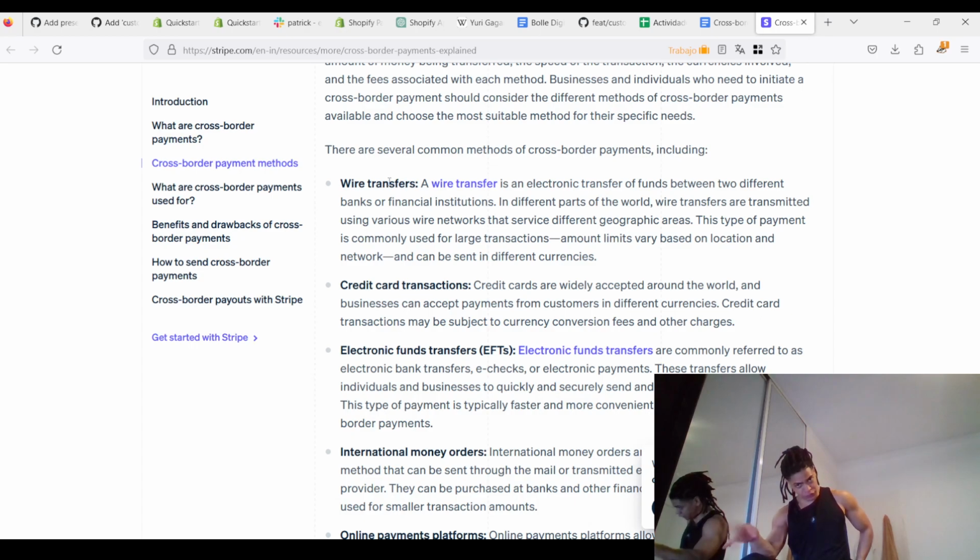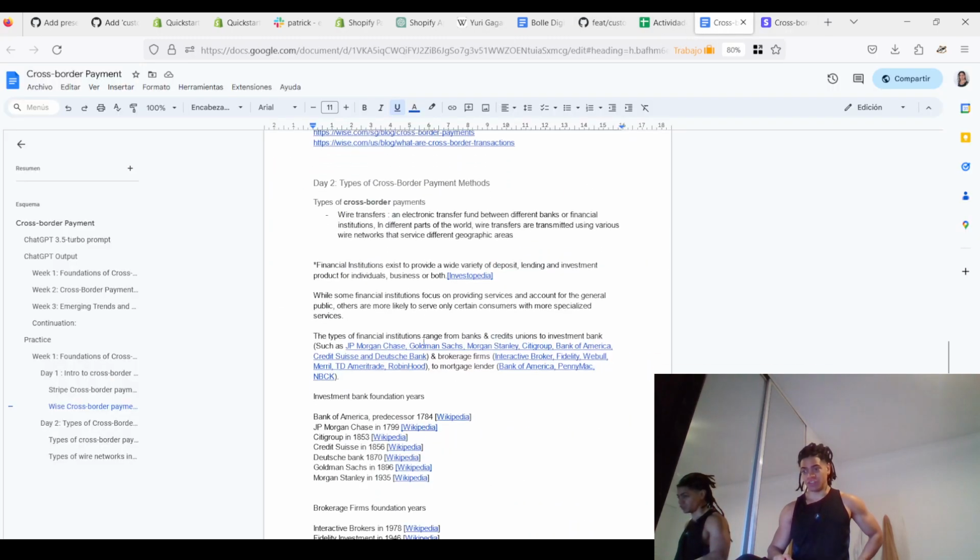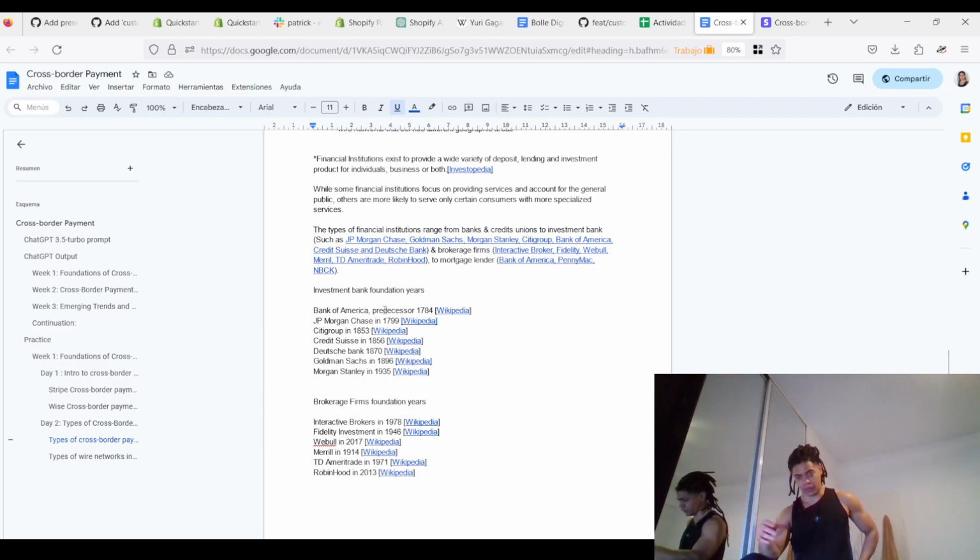To understand more about these financial institutions, according to Investopedia, they exist to provide a wide set of deposit, lending, and investing products to businesses, consumers, or both. While some financial institutions focus on providing accounts and services to the public, others specialize in particular clients, from banks and credit unions to investment banks such as JP Morgan. To me, it is very important to understand how long these actors have been in the game.